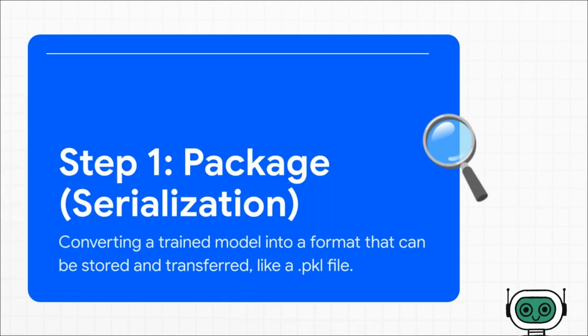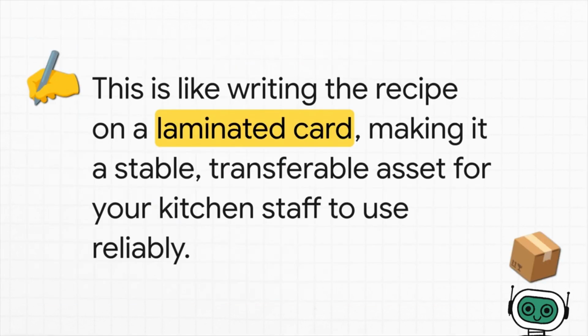First up, we have to package the model. The technical term for this is serialization. All it really means is converting your trained model, which is just an object in your computer's memory, into a single file that you can save and move around. In our restaurant analogy, this is like taking that perfect recipe out of your head and writing it down on a durable laminated card for your kitchen staff. It's now a stable, concrete asset that anyone on your team can follow perfectly every single time.